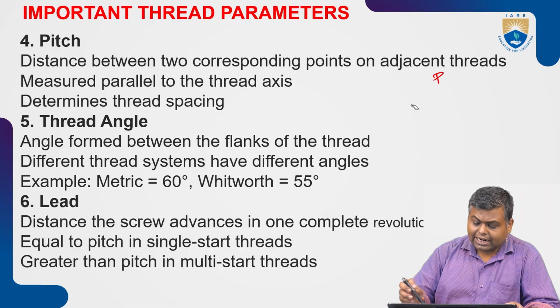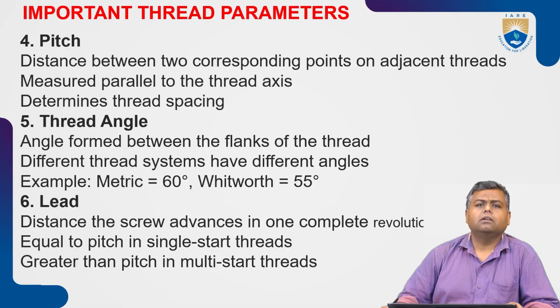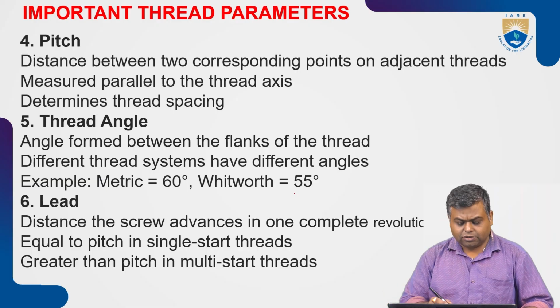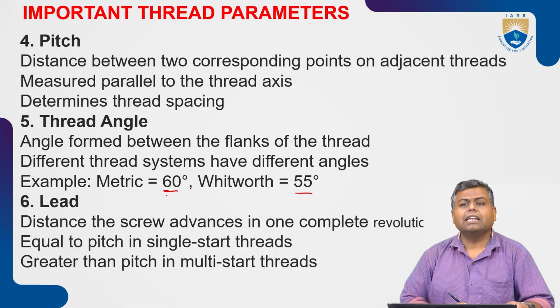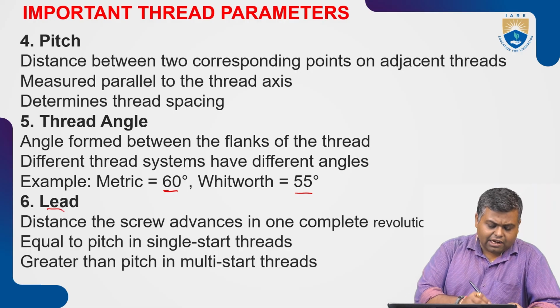The next is thread angle. Thread angle is formed between the flank faces of the thread. Different thread systems have different thread angles. We already discussed metric threads as well as Whitworth. Metric has 60 degrees and Whitworth has 55 degrees. The next is lead.